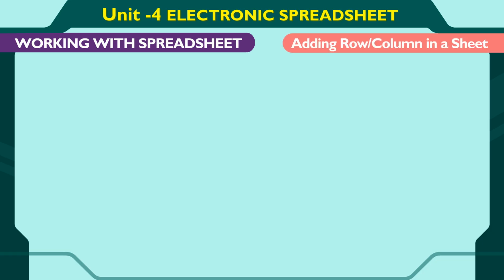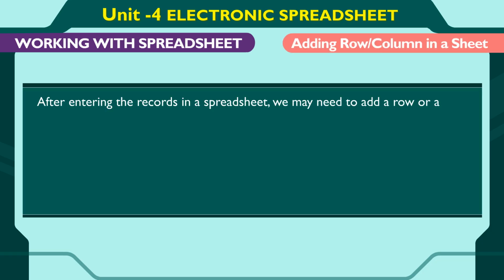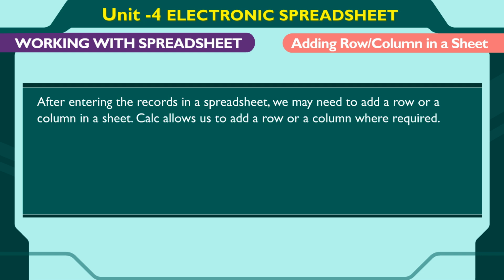Adding row or column in a sheet. After entering the records in a spreadsheet, we may need to add a row or a column in a sheet. Calc allows us to add a row or a column where required. Follow the given steps to add a row.